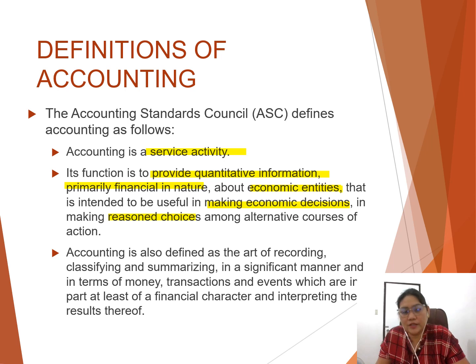The next definition: accounting is also defined as the art of recording, classifying, and summarizing. There are three phases mentioned here, in a significant manner in terms of money. It doesn't stray far; it is similar to the definition above, which says it should be financial in nature, in terms of money. And also transactions and events which are, at least in part, of a financial character, and interpreting the results thereof. When we say interpreting, this is where making economic decisions comes in.